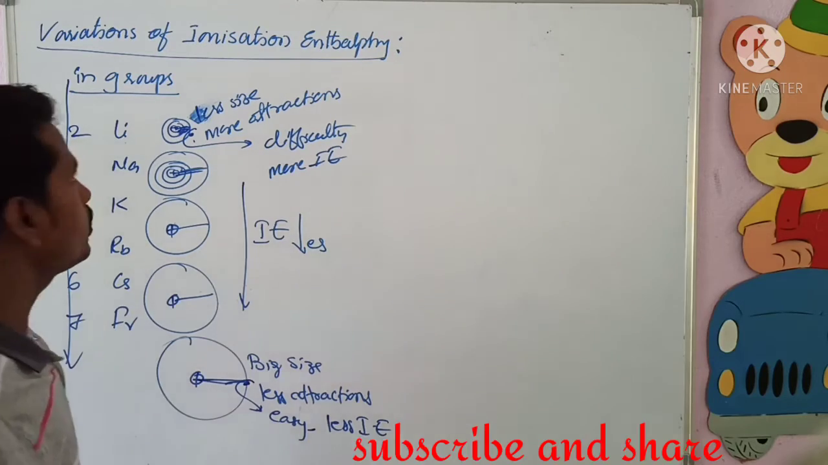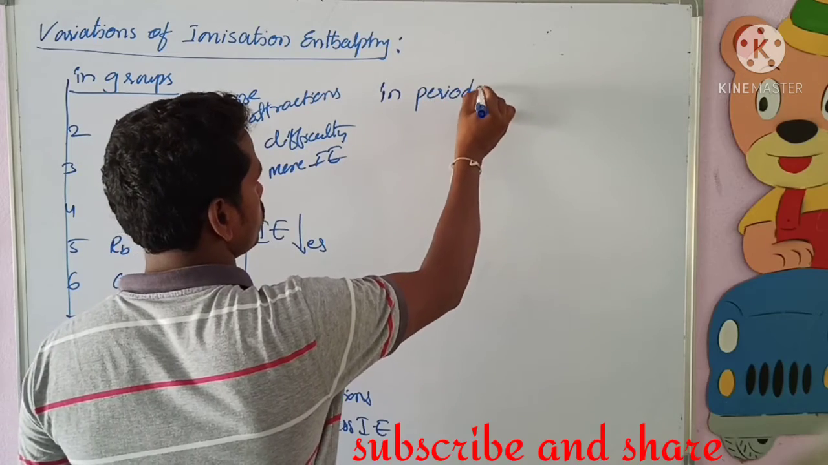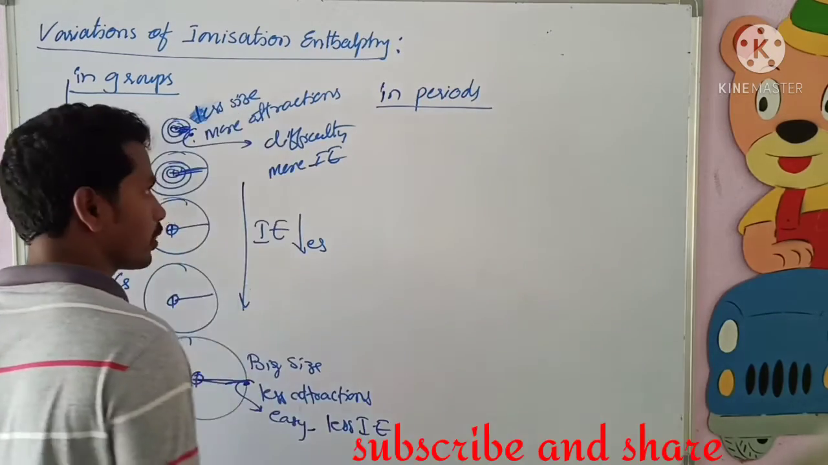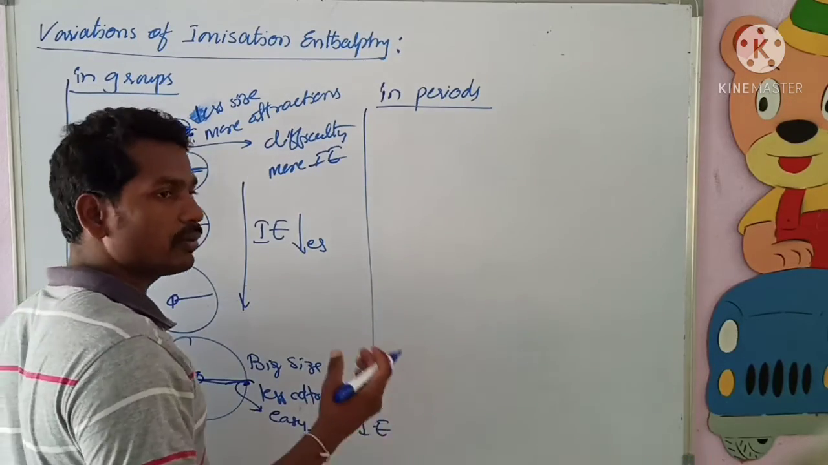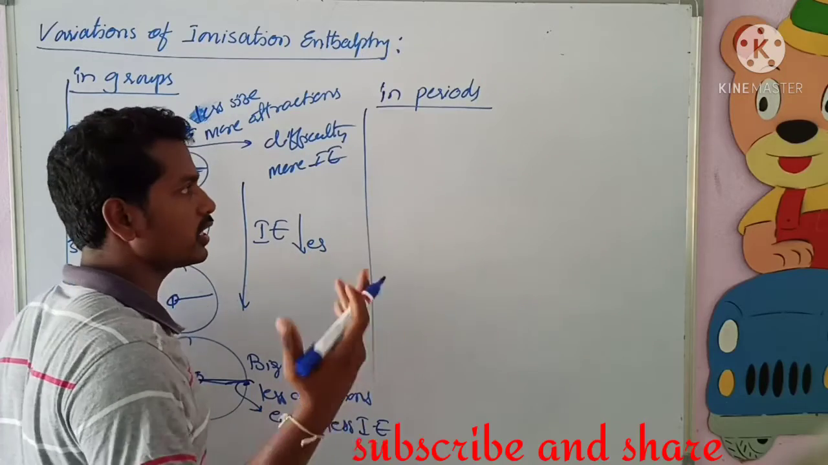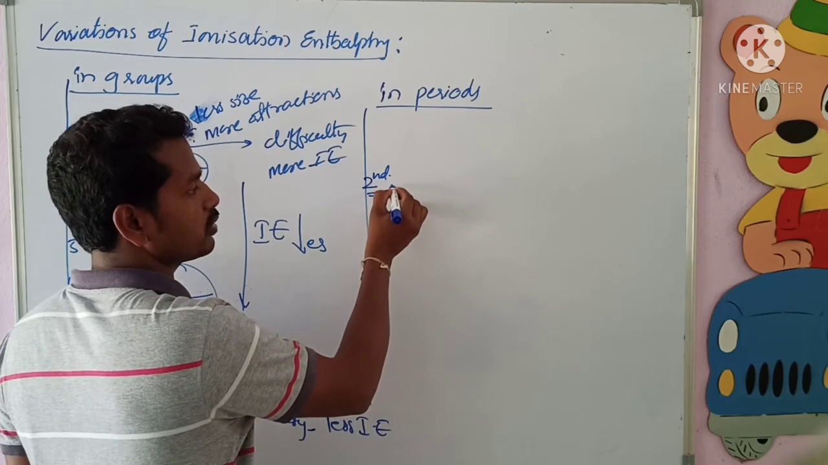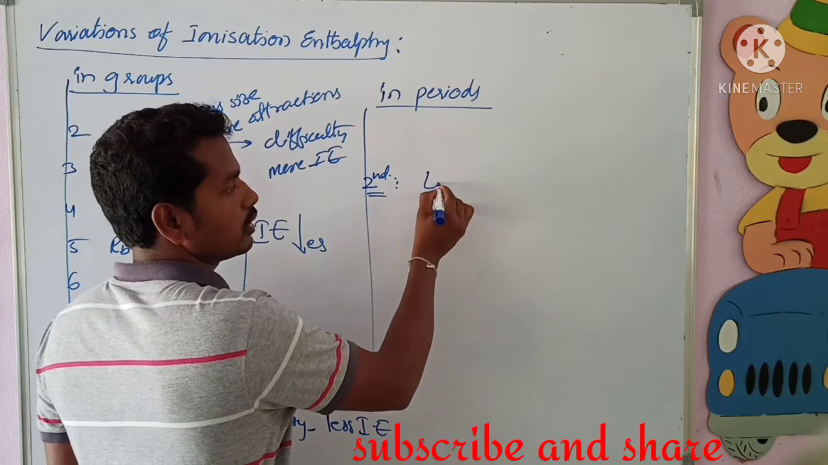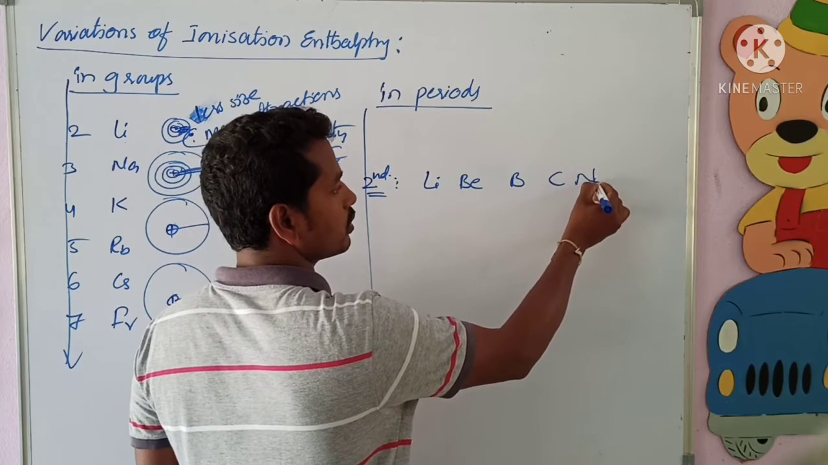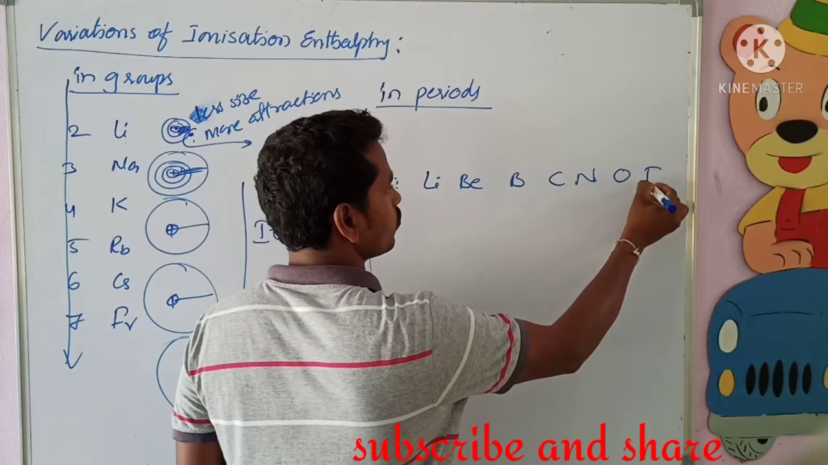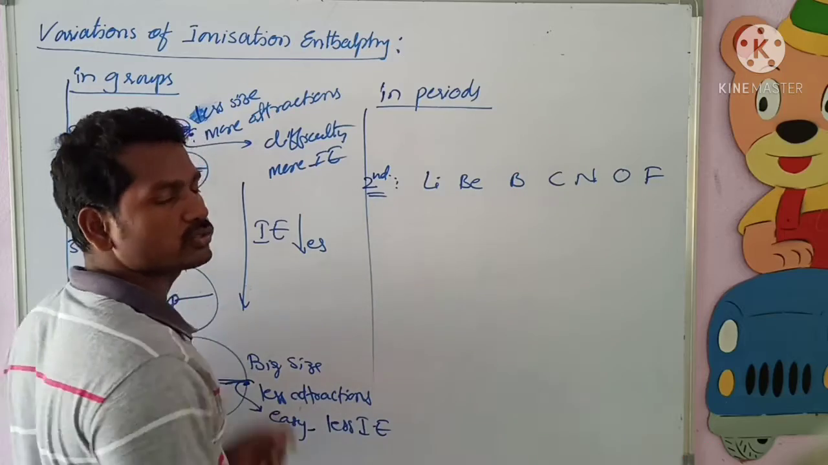Then take periods. In periods, elements are arranged from left to right. Take a single period. For example, I am taking the second period elements. What are the second period elements? Lithium, beryllium, boron, carbon, nitrogen, oxygen, fluorine. So these are all second period elements. The last one is here also.